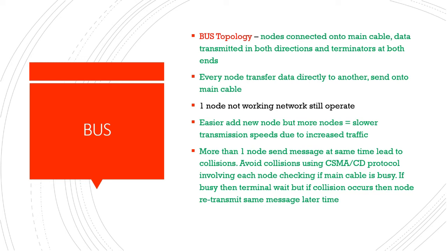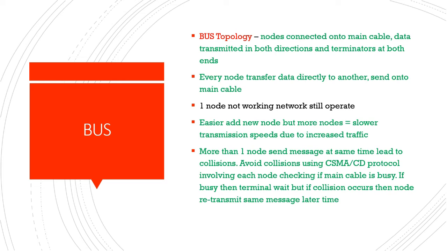So if I have a node at the bottom left, it will send it on the main cable, it will pass all the way to the right and up to the top right node. So that's how it transfers data. If one node isn't working, then the network can still operate. It's easier to add a new node than a ring topology, but the more nodes added on, then the slower the transmission speed will be due to increased traffic on the main cable.